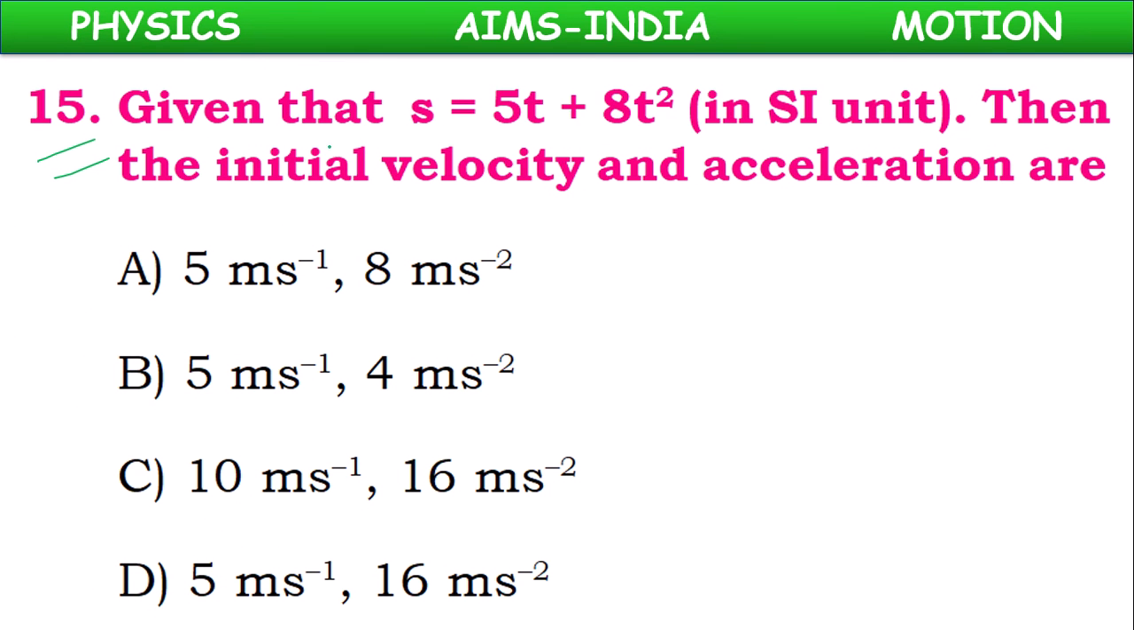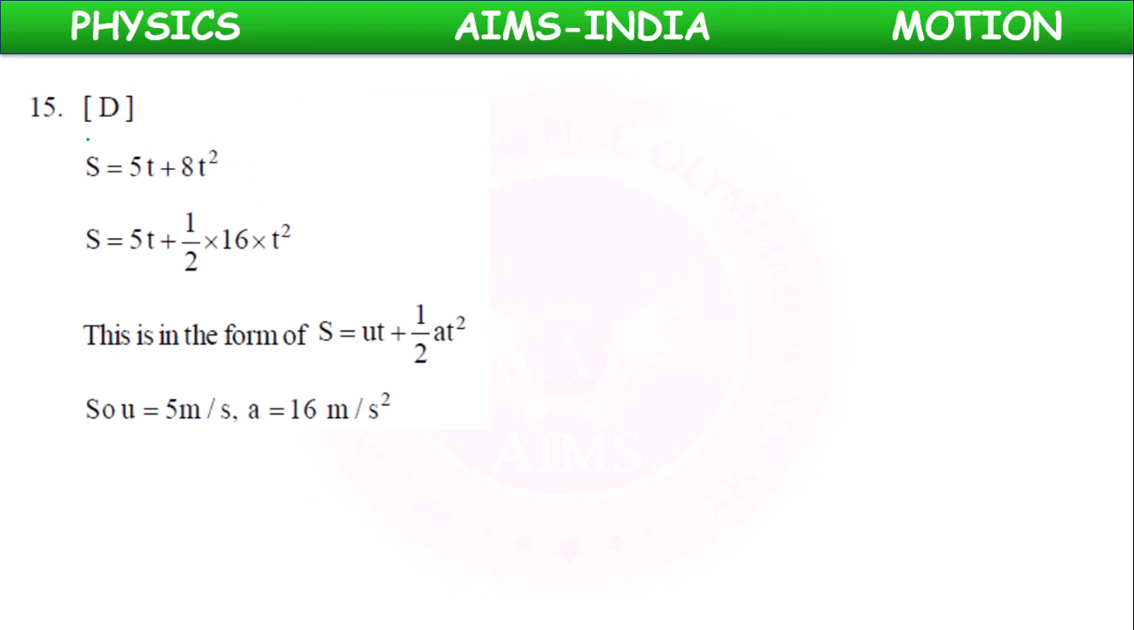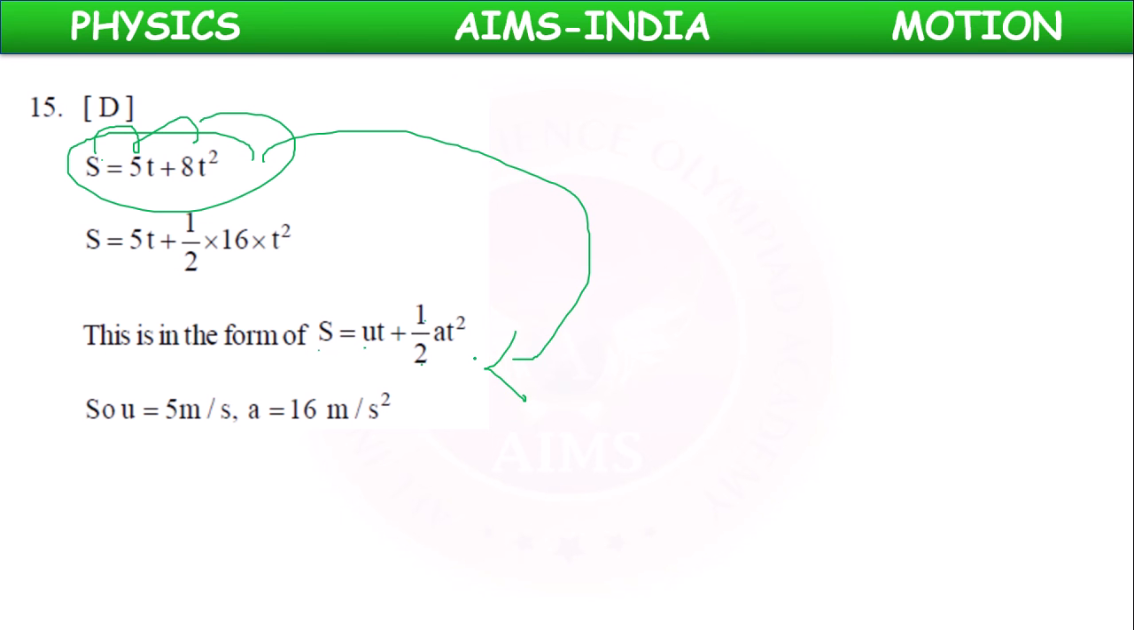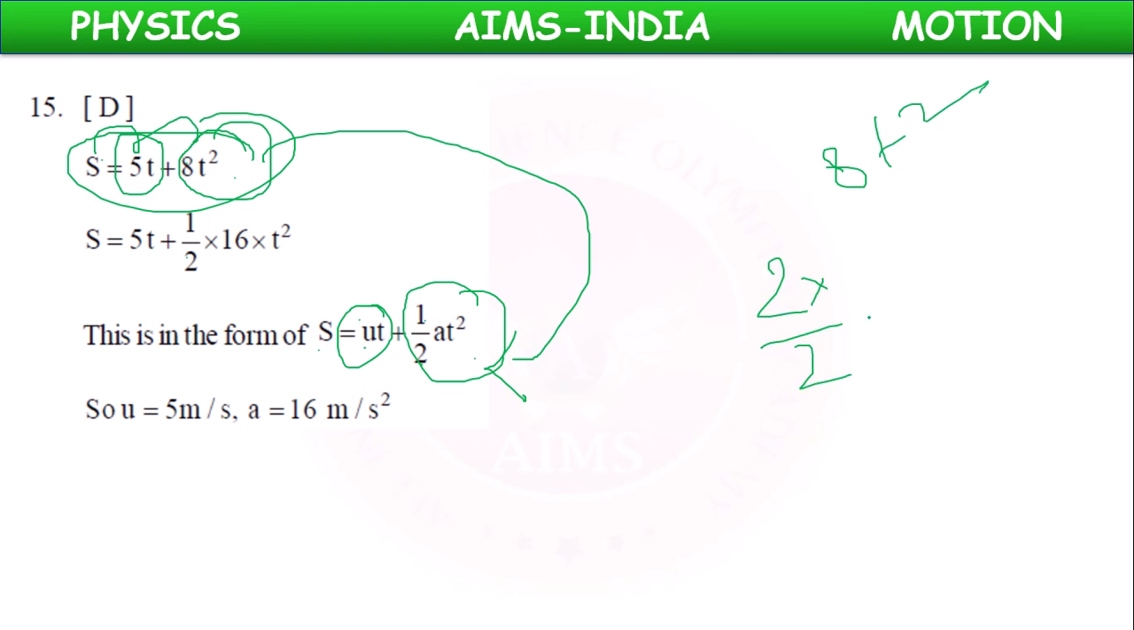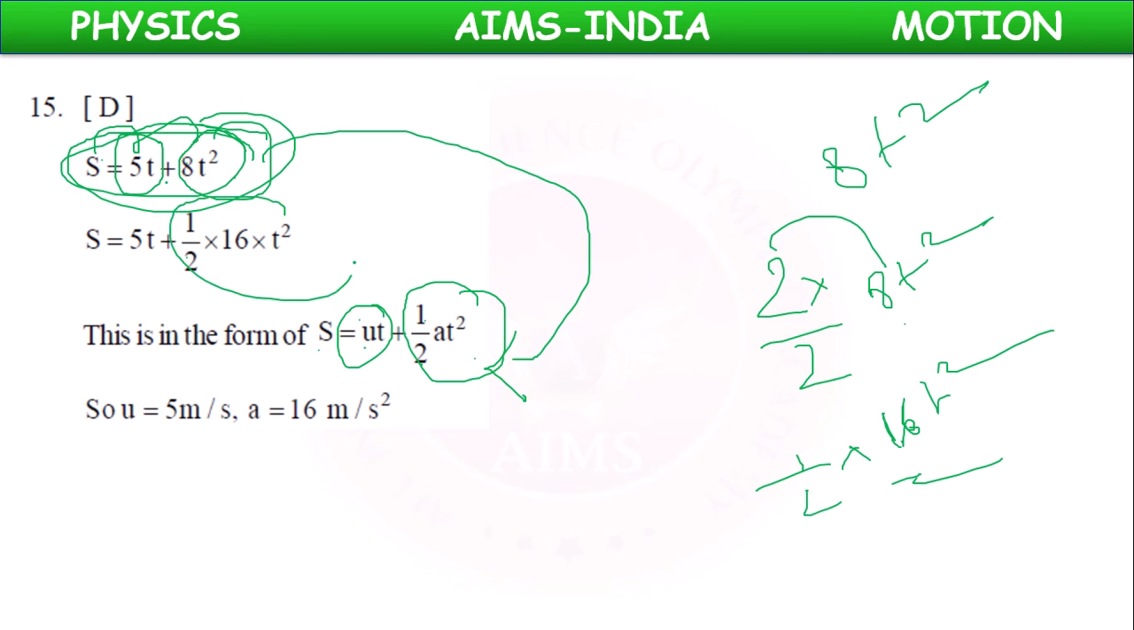Next, 15th question. Given that S equal to 5t plus 8t square in SI unit, then the initial velocity and acceleration are how much? So we have an expression S equal to 5t plus 8t square, but we have to write it in the form of S equal to ut plus half at square. In the place of ut we have 5t, it is okay, but 8t square to be written in the form of half at square, but there is no half here. So what we can do, we can multiply with 2, we can divide with 2. 2 by 2, 8t square we can write. 2 into 8, 16. We can write it as 1 by 2, 16t square, without changing the value, by balancing the equation.